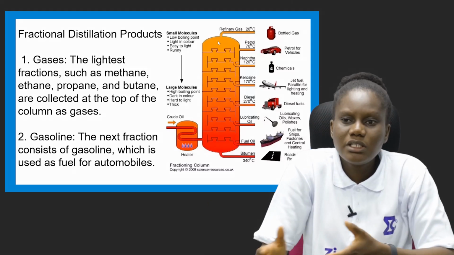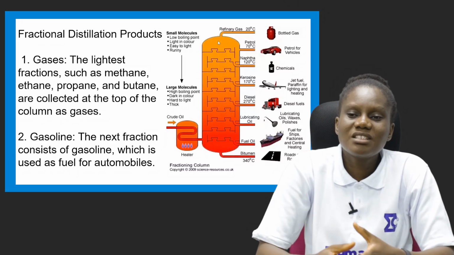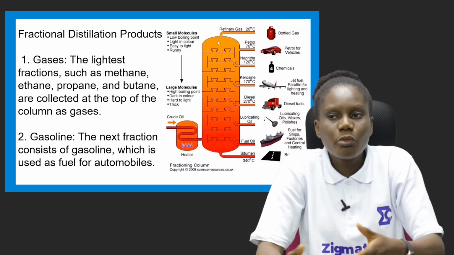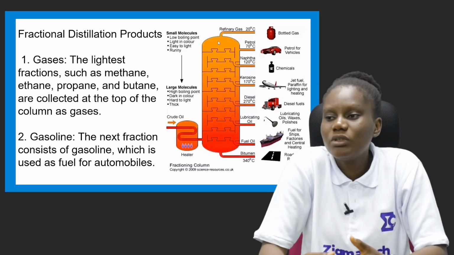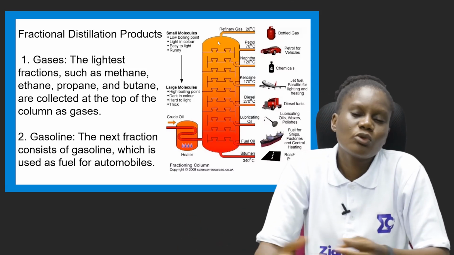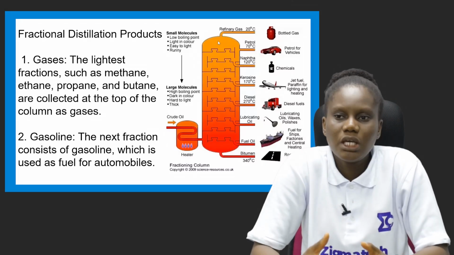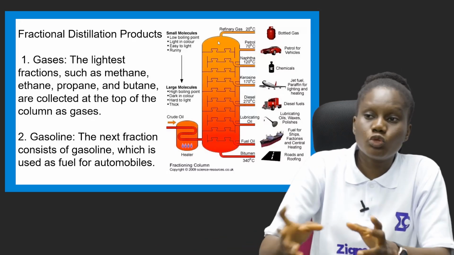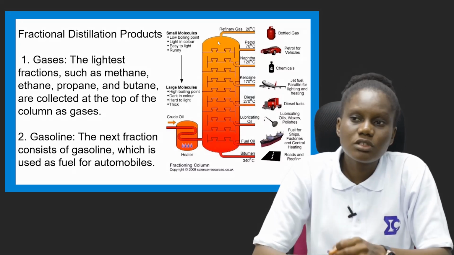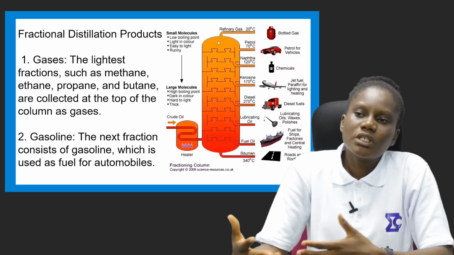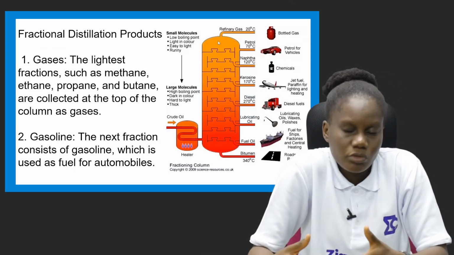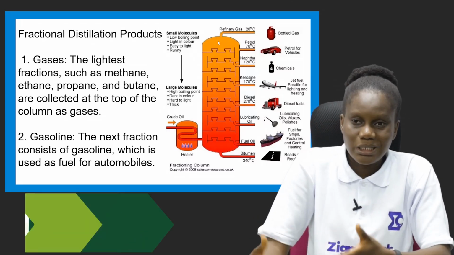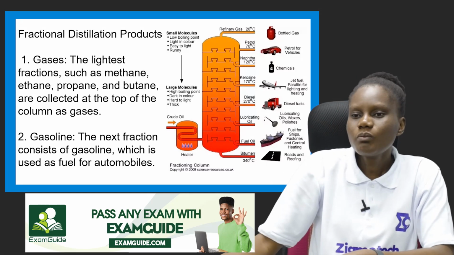And you have your gasoline next, that is your petroleum. Petroleum is the next fraction, and it consists of gasoline, which is used as fuel for automobiles. That's your petrol. When we're talking about gasoline, I know in Nigeria we call it petrol. So that is what you collect next after your gases, for our automobiles such as the car and some buses, and also some engines too. Like our generator, they use gasoline, they use petroleum.